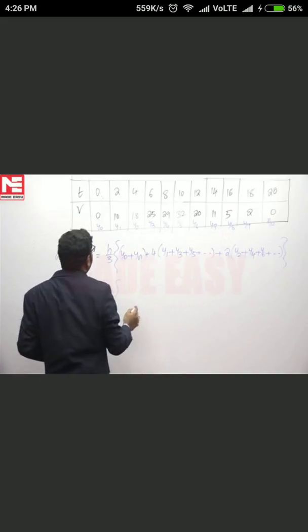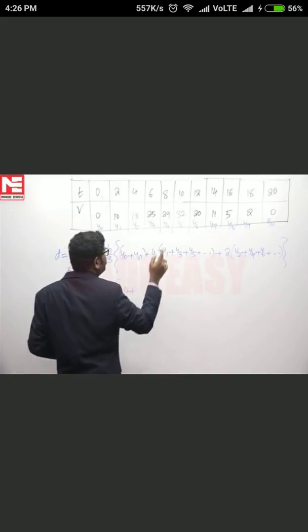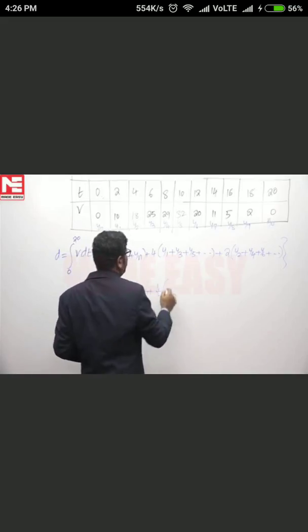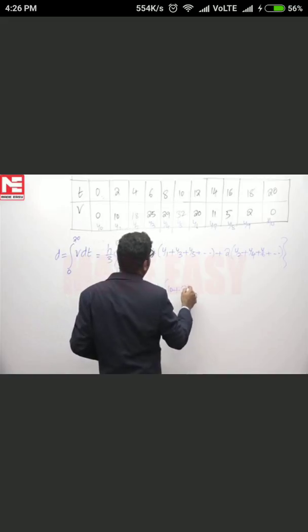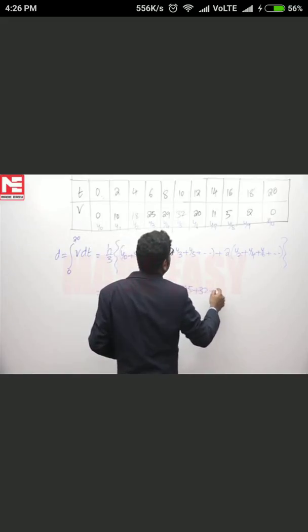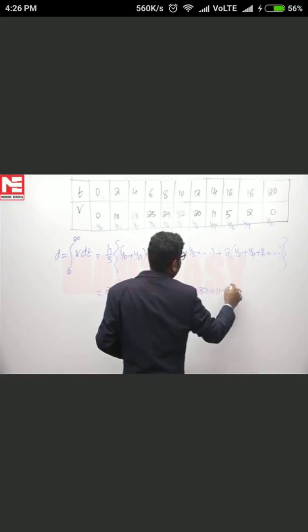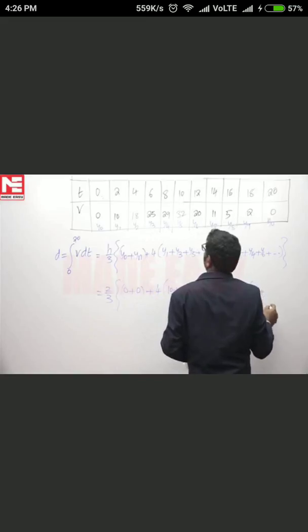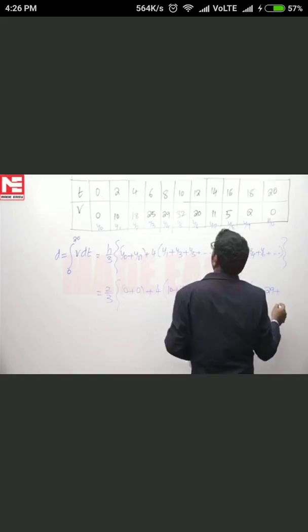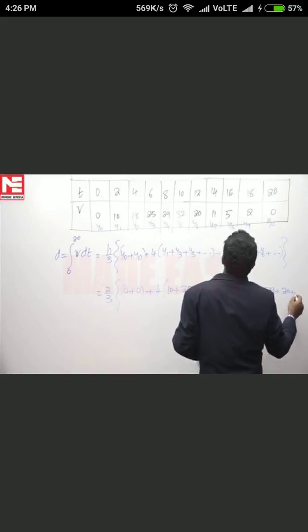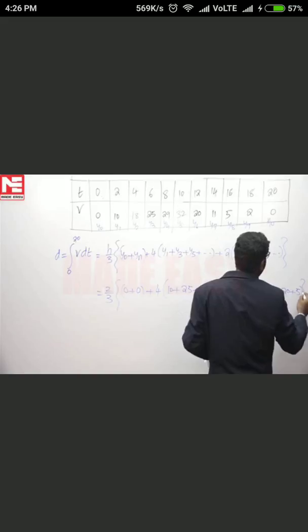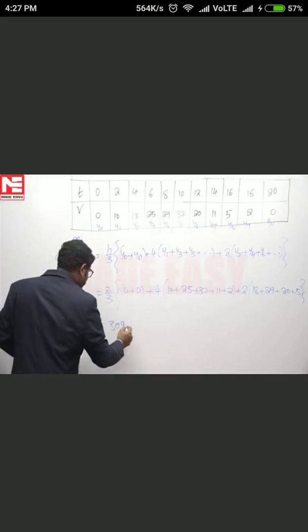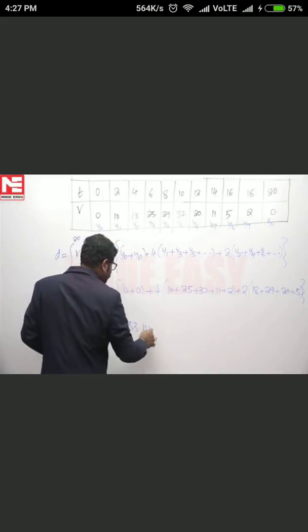of y0 is 0, y10 is 0, plus 4 into y1 10, y3 25, y5 32, y7 11, y9 2 plus 2 into even y2 18, y4 29, y6 20, y8 5, y10 we already considered in the place of yn. Now simplifying this we will get 309.33 meters. That is the total distance traveled.